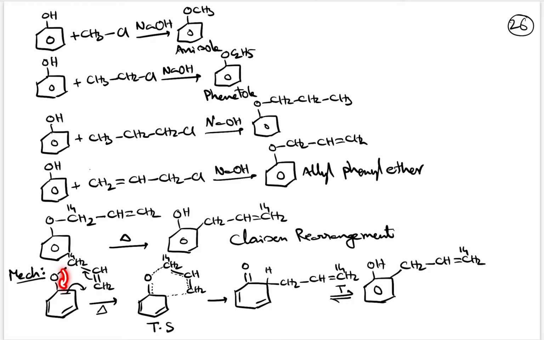Oxygen is dragging the pi electrons to form the pi bond, sigma electrons to form the pi bond, and this pi bond is shifting to form the sigma bond, and this pi bond is shifting to form the pi bond. That means there is a break of this bond and making of this bond. So a cyclic 6-member transition state is formed here. This will be completely broken, and this carbon will come towards outside like this, and then on tautomerism it will give rise to the final product.